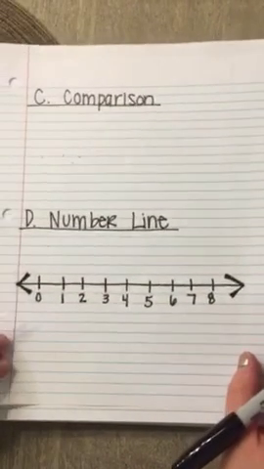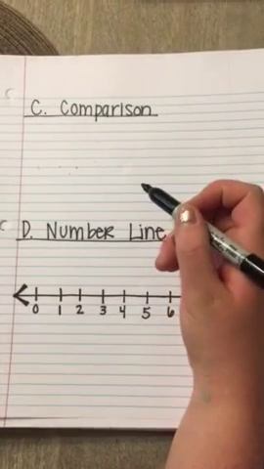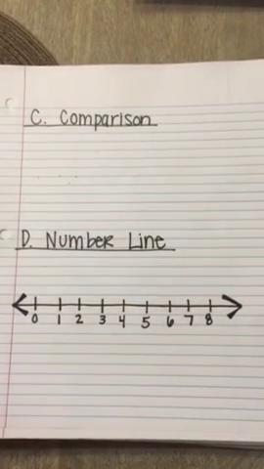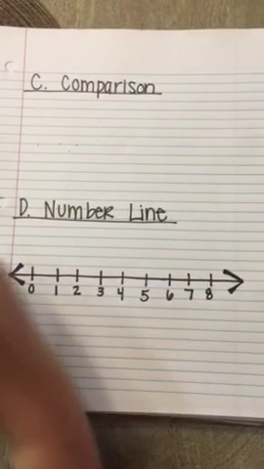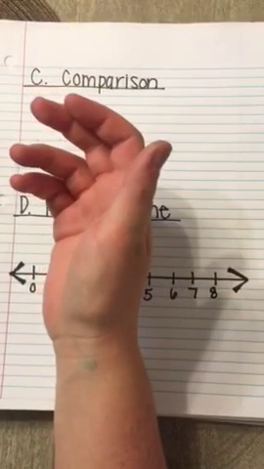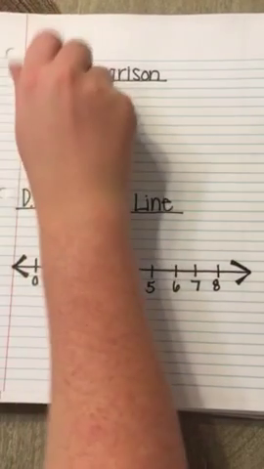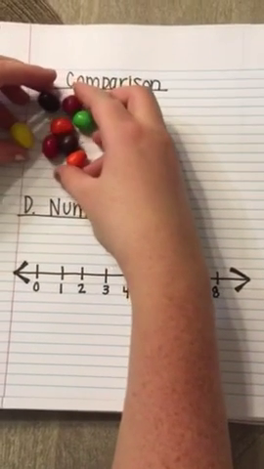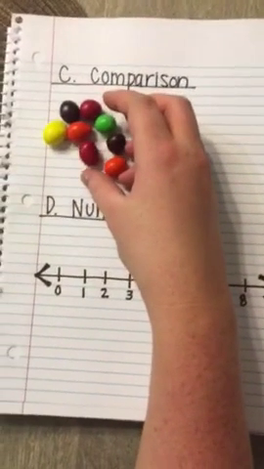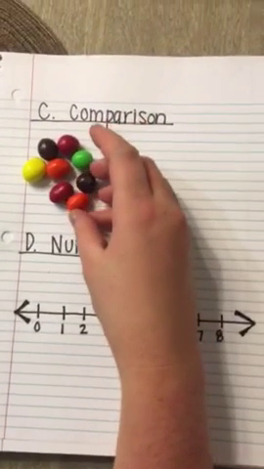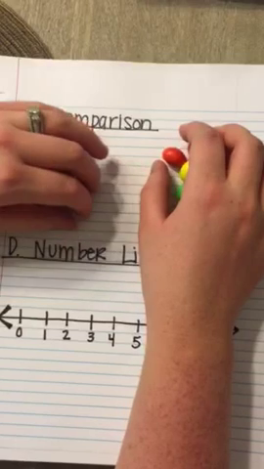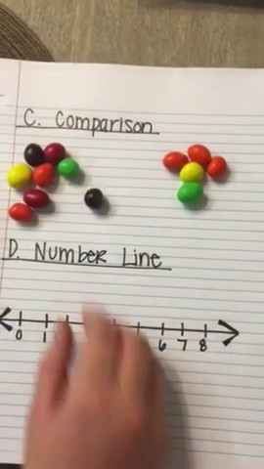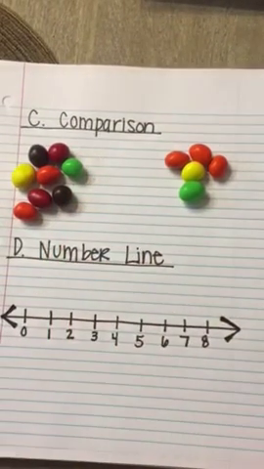The next one that we're going to do is the comparison method. With that one, you would take 2 parts of the problem and compare them, obviously. It's more of a word problem. So if I said Steve has 8 M&Ms, those are Steve's there, and I have 5 M&Ms, just like our problem reads. How many more M&Ms does Steve have than I do?